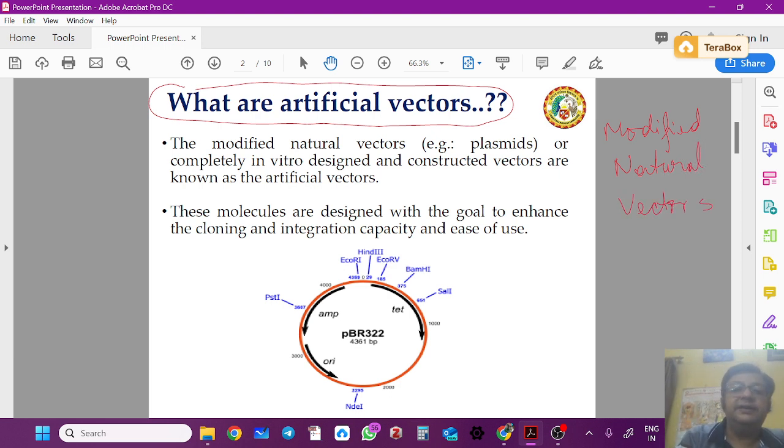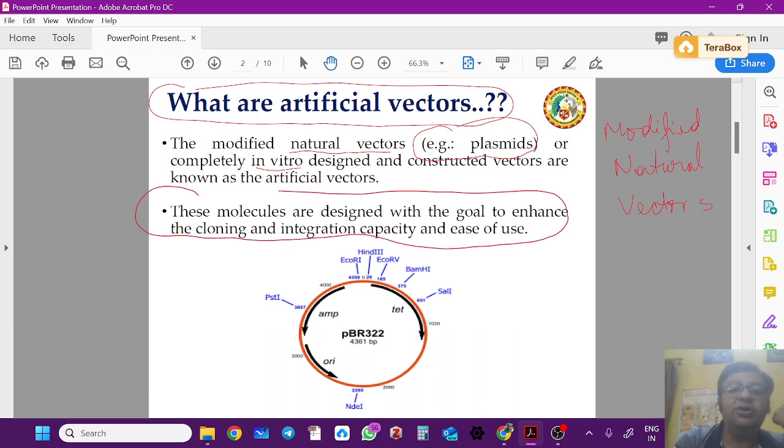And from natural means they occur in nature, for example, plasmids. They are also plasmids, and they are completely designed in vitro. So in a test tube using molecular biology techniques, you create this particular vector. So these molecules are designed with the goal to enhance the cloning and integration capacity and ease of use.